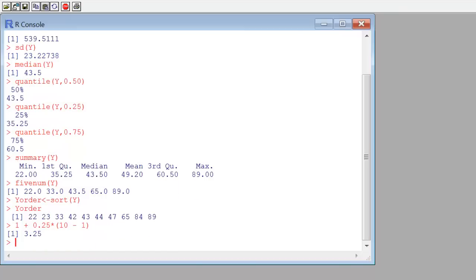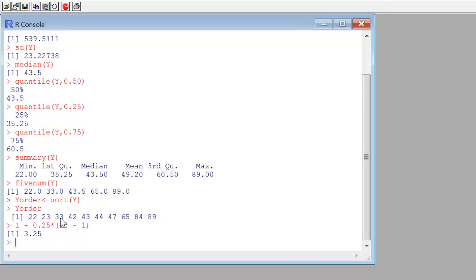We get 3.25. So that's saying that the first quartile is 3.25 deep into the data. If we look above here at the sorted data, this is the first one, this is the second one, this is the third one, and here's the fourth one. So 3.25 positionally is in between the third and fourth observation of the sorted data.